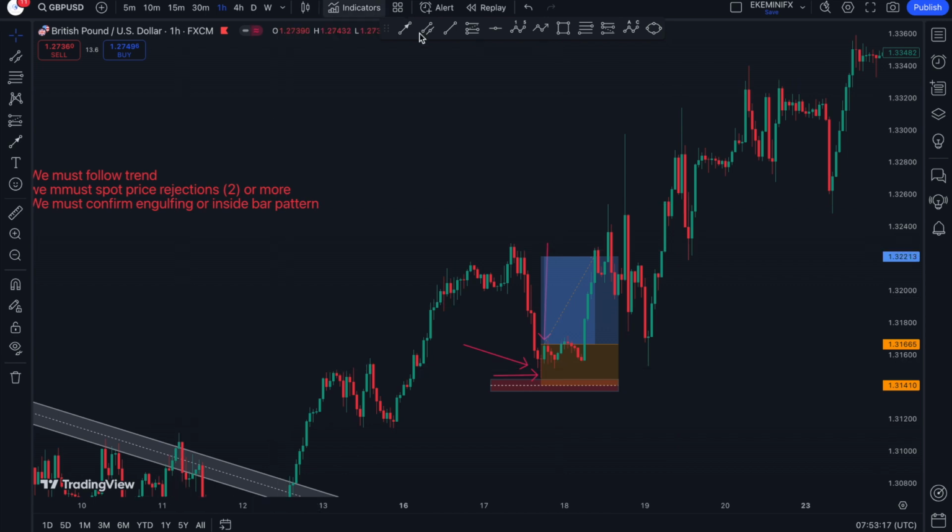We spotted price rejection. Look at it. I'll draw this again. This is another area of value. We spotted price rejection, and then we spotted a solid bullish engulfing pattern.